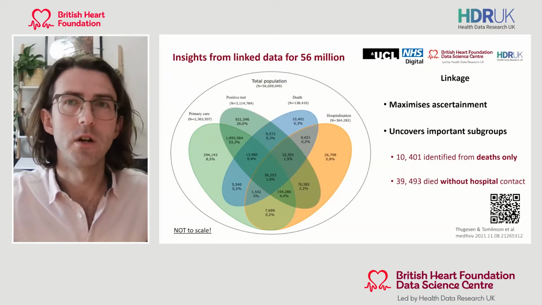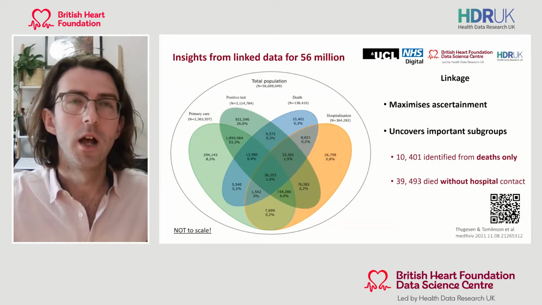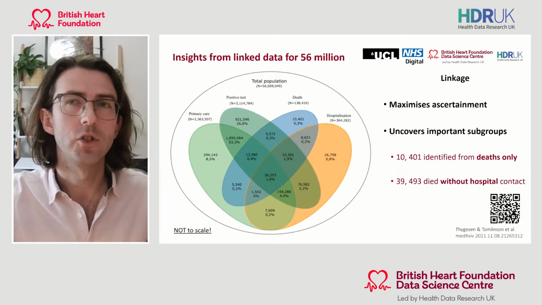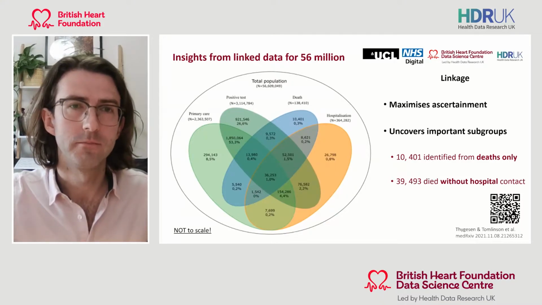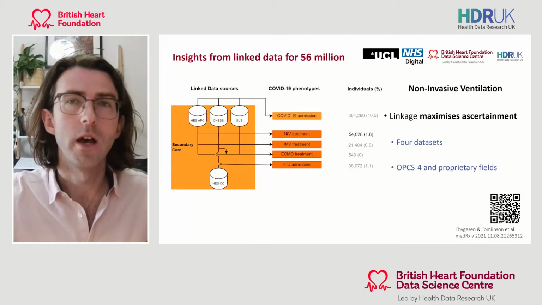Secondly, linkage allows us to uncover important subgroups. For example, the light blue cell shows 10,500 individuals identified only from deaths data. And the blue set outside the orange set shows almost 40,000 individuals who died without any hospital contact. I'd now like to focus on a particular phenotype of interest, that of non-invasive ventilation. Again, we utilize linkage to maximize ascertainment by linking across 4 datasets using both OPCS4 procedural billing codes and proprietary fields.